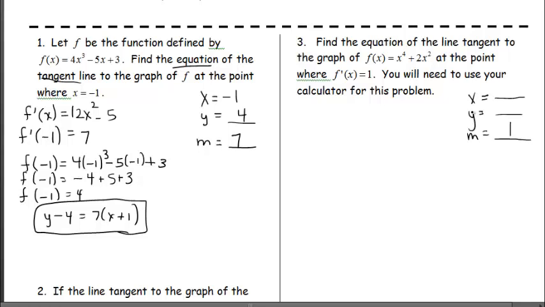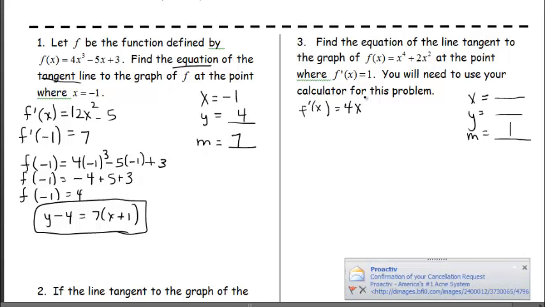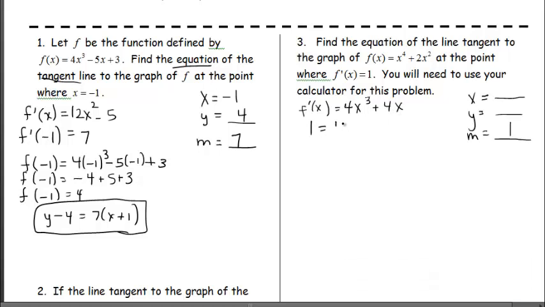Okay, so for me to find x and y, I'm going to have to find x first, and once I get x, I'll plug it in to the original and get y, but it looks like I want the slope of this graph to be 1. So let me find the derivative and set it equal to 1. So I think we can jump off from here and come down here. So 4x cubed plus 4x, equals 1.